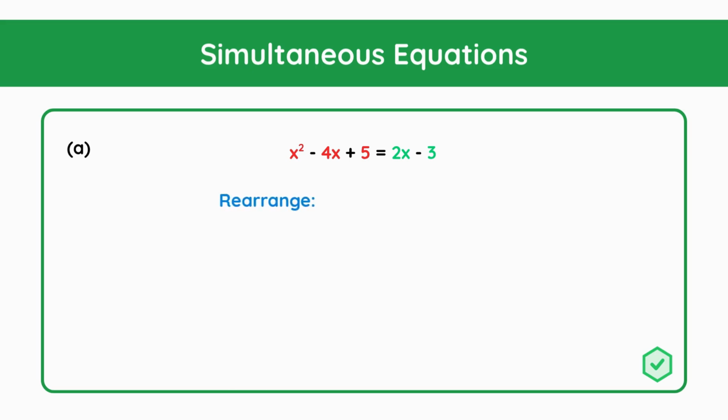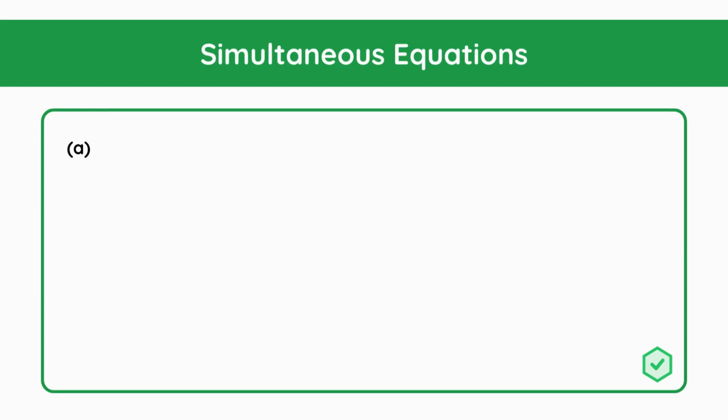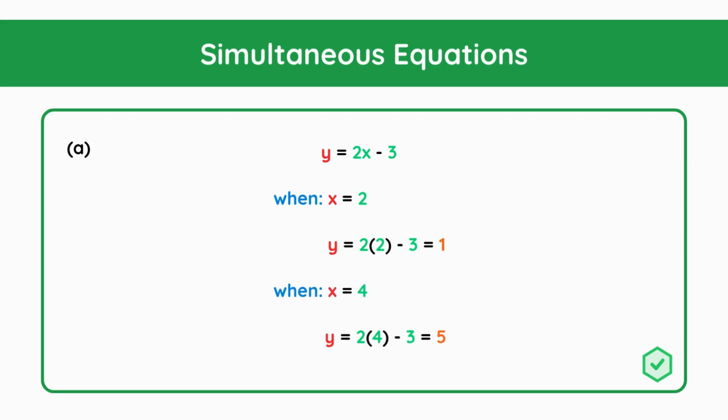Now rearrange everything to one side. x squared minus 4x minus 2x plus 5 plus 3 equals 0. Combine like terms. x squared minus 6x plus 8 equals 0. Now factorize the quadratic. x minus 2 times x minus 4 equals 0. So x equals 2 or x equals 4. Now find the corresponding y values by substituting into the linear equation y equals 2x minus 3. When x equals 2, y equals 2 times 2 minus 3, which is 1. When x equals 4, y equals 2 times 4 minus 3, which is 5. So the solutions are 2, 1 and 4, 5.